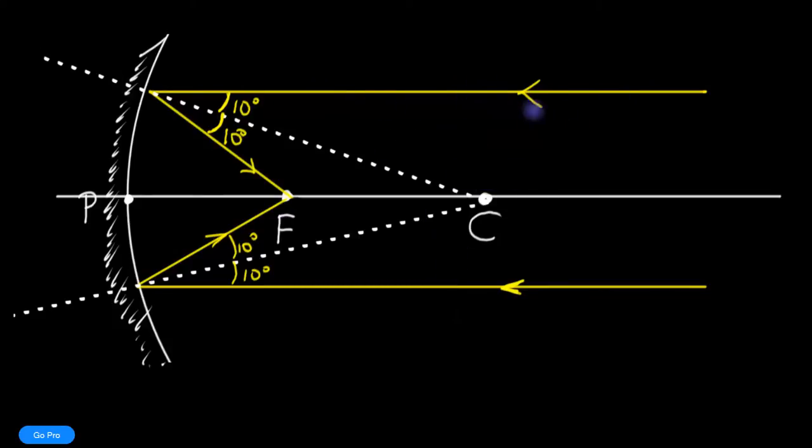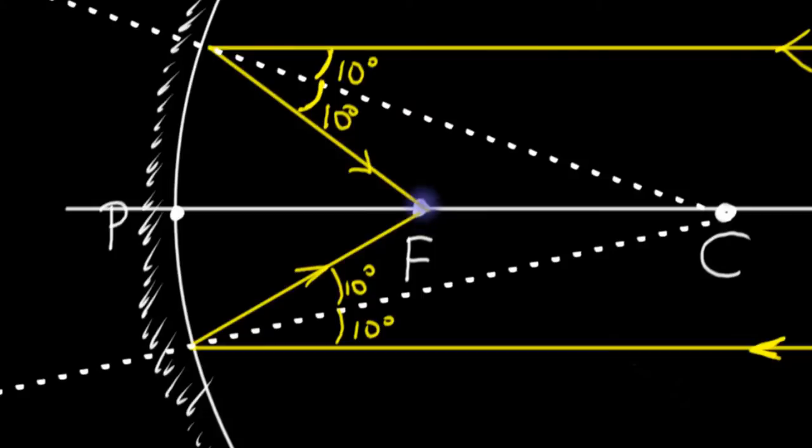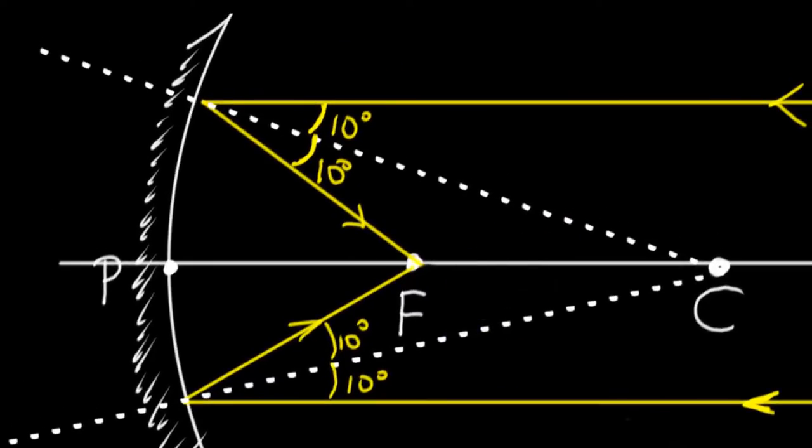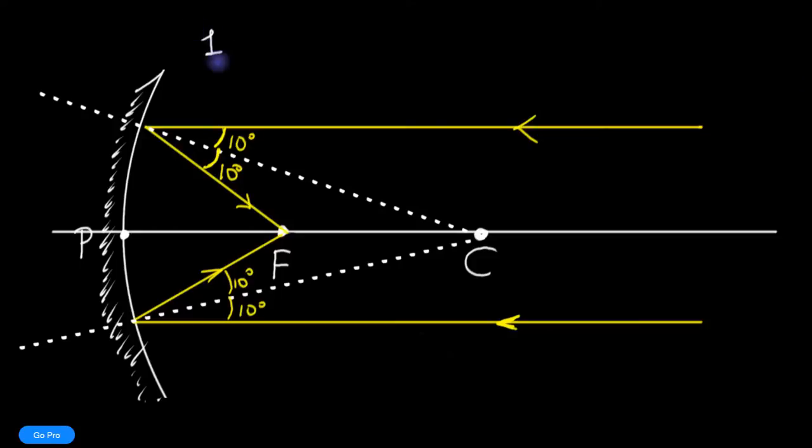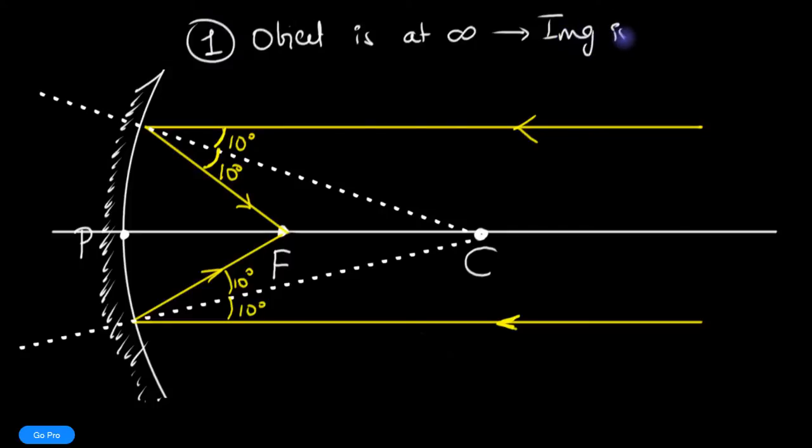And that tells us that when the rays of light are parallel to each other, the image is formed at the principal focus. And this image is a real image because the rays of light are actually being converged at that point. And so we can pretty quickly write down case number one very easily without doing much analysis. That is, when the object is at infinity, the image is at the principal focus, and it is going to be a real image.